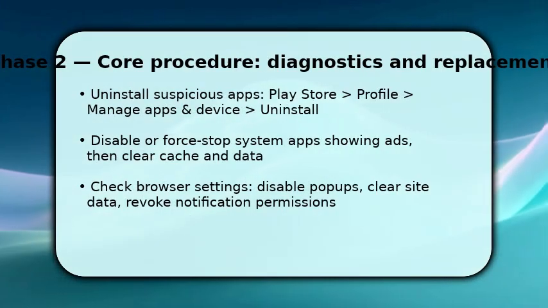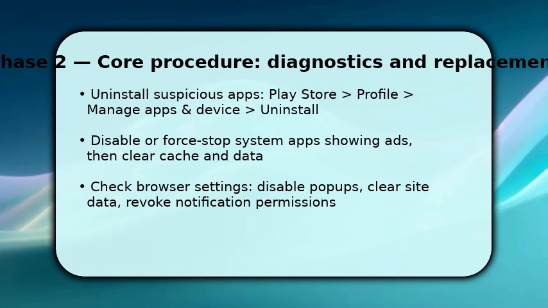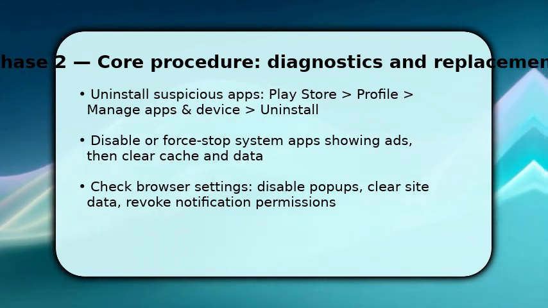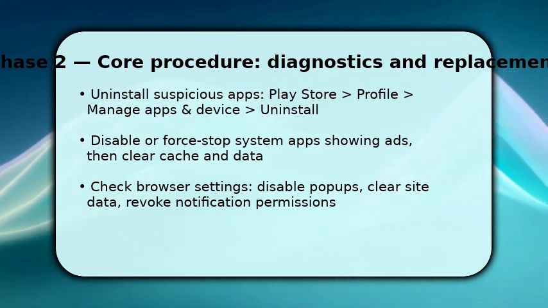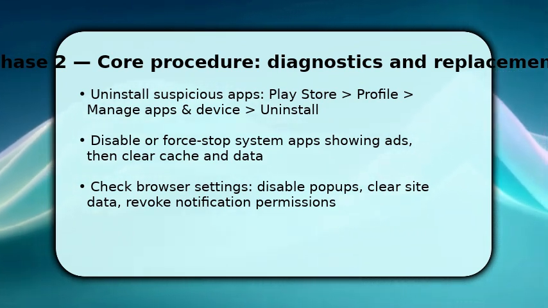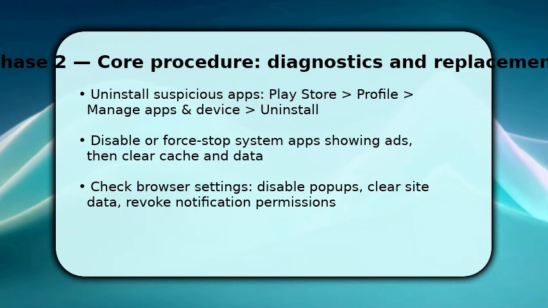Now you remove the culprit. You'll uninstall recently added apps first, go through Play Store history, and uninstall anything unfamiliar. If ads persist, check System Apps. Disable or force stop the ones showing banners, then clear cache and storage to remove persistent ad assets.